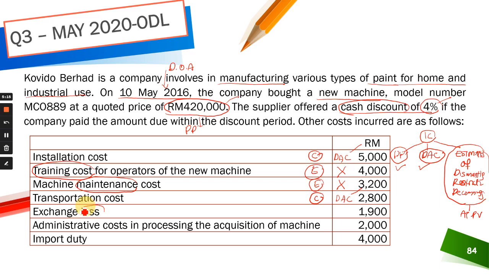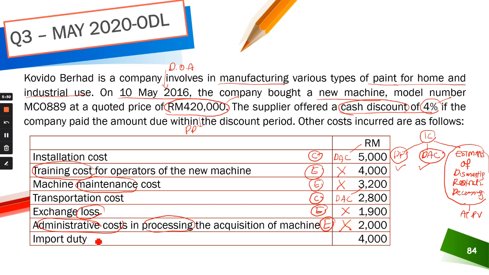And then exchange loss. Normally you will incur exchange loss if you import the asset from overseas companies, or you are using a currency other than Malaysian ringgit. The word loss itself indicates an expense, right? So you will have to expense that off, and it will not be included in the initial cost. Another one, admin cost to process the acquisition. Admin cost is another thing that you have to expense off, so this won't be included.